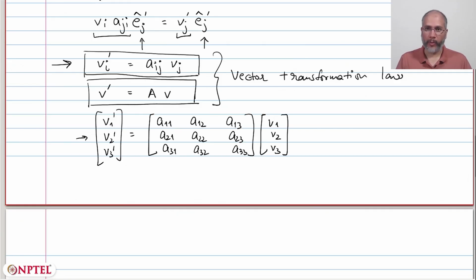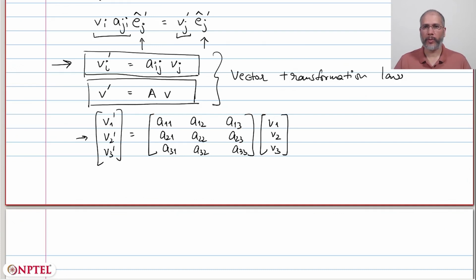So if I give you a transformation matrix or the information about the transformation, and I give you a vector, you should be able to get the components of the vector as seen from the rotated or the transformed coordinate system.